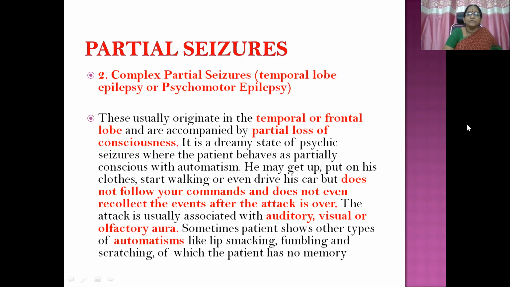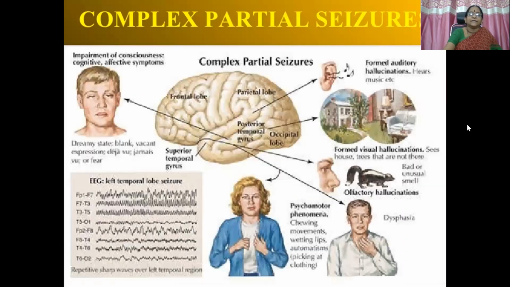The attack is usually associated with an auditory, visual, or olfactory aura. Sometimes the patient shows other types of automatism like lip smacking, fumbling, and scratching. The patient will not be aware of any of these things. Without his knowledge, he will be doing that. It is like repetitive automatisms, I can say. So here you can say motor involvement will be there.